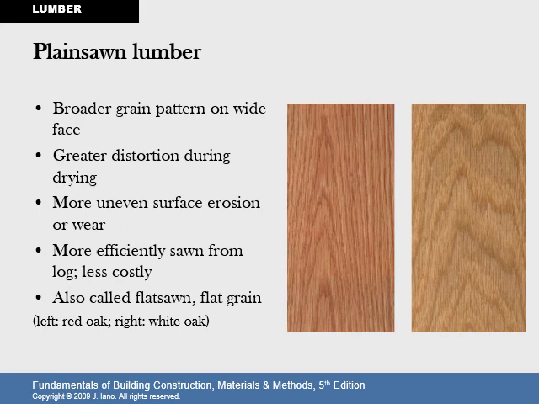Here's a picture of them that shows a little bit more detail. The plain sawn lumber has a broader grain pattern on the wide face. There's greater distortion during the drying, so you do lose some pieces, more uneven surface erosion or wear, and it's more effectively sawn from the log, so it's less costly as it's going with the grain. Also called flat sawn or flat grain. On the left is red oak, showing you the varieties of color, and the white oak, two popular types.